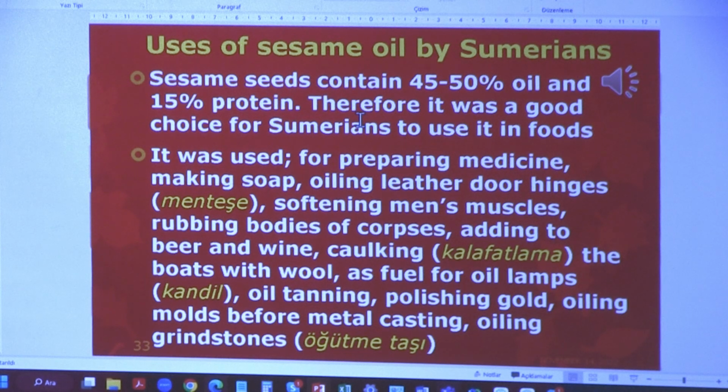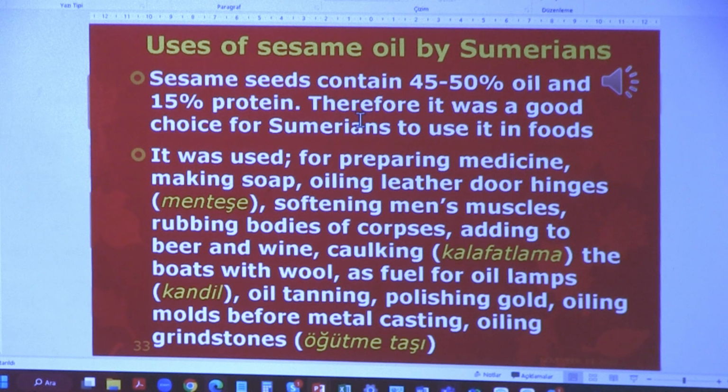In those days, they didn't have doors like this. They used leather for the door as hinges, menteşe. And they also used it, as the king mentioned, to soften the muscles of man and for rubbing the bodies of corpses.